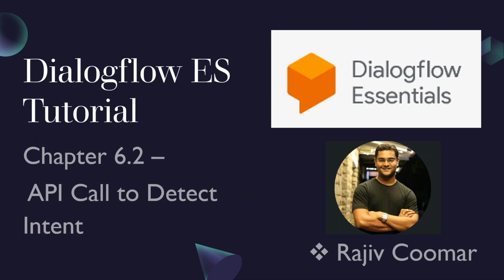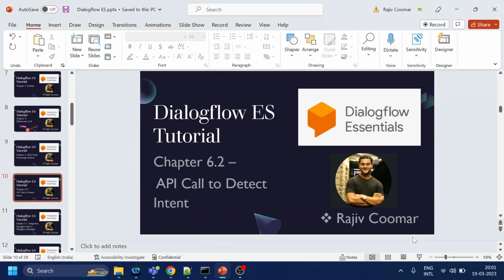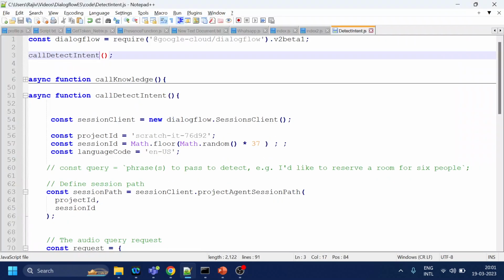Hi guys, in today's video we are going to discuss how to make an API call to detect an intent. This is a continuation of the previous API call video that I have made. The previous one was for the knowledge base, and this time it will be directly the detect intent.